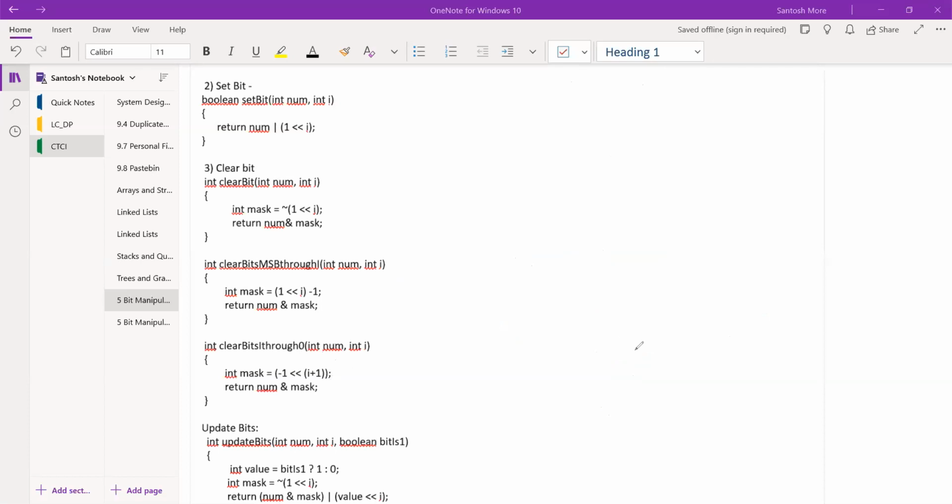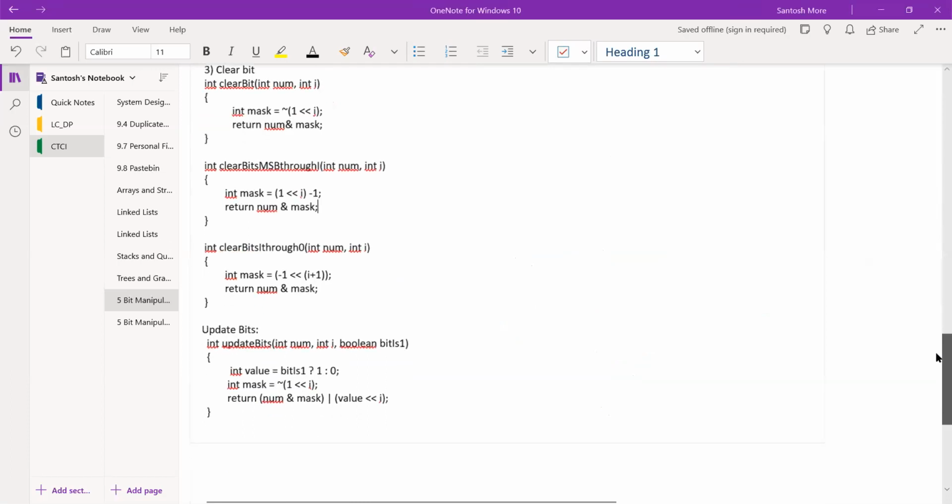So this is one way of doing it. In that case, you just take -1 and then shift it by I plus 1, right? So there are some utility functions they have described in the book. I've not gone through all of them, but it should not be very difficult to follow, right?